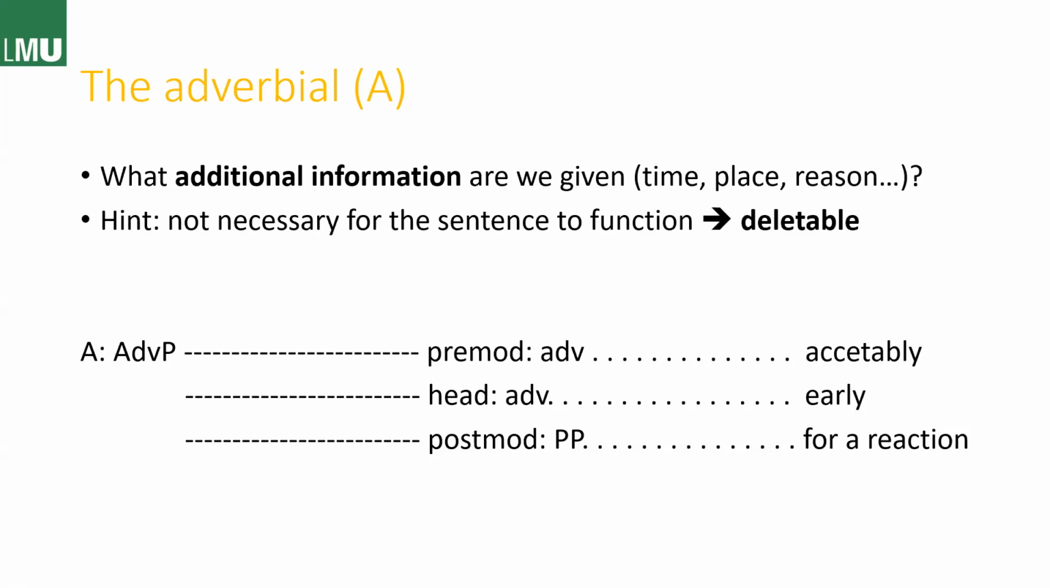So for this adverbial, I've got the adverb phrase, acceptably early for a reaction, which gives us additional information about the time. And here we've got an adverb phrase with the pre-modifier, the adverb acceptably. Then we've got a head, which is also an adverb, early, and the post-modifier, which is a prepositional phrase for a reaction.